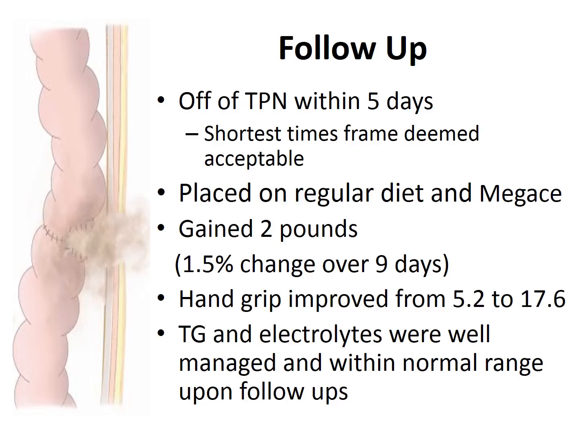His hand grip overall certainly improved. It went from a 5.2 to a 17.6, and this moved him from a severely reduced grip strength to a moderately reduced grip strength. So this certainly indicates that the nutrition status was improving. And last, as previously stated, the triglyceride and electrolytes were well managed and they were within normal range upon follow-ups.